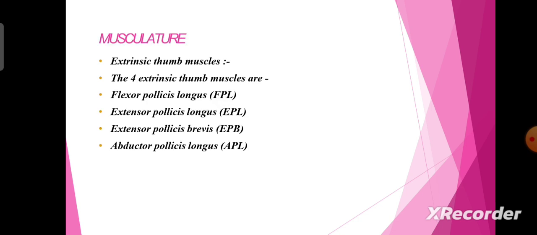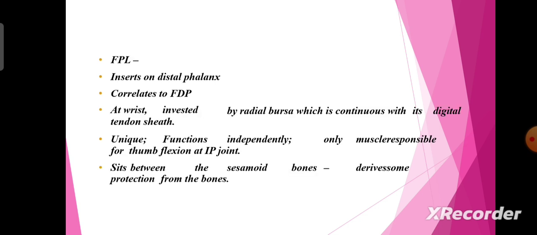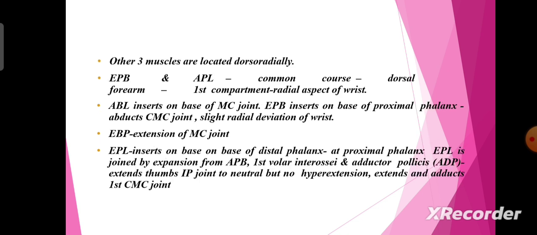Next is musculature. Extrinsic thumb muscles are 4, which include flexor pollicis longus, extensor pollicis longus, extensor pollicis brevis, and abductor pollicis longus. FPL inserts on the distal phalanx, correlates to FDP, and is invested by the radial bursa, which is continuous with its distal tendon sheath. Its function independently: it is the only muscle responsible for thumb flexion at the IP joint. It sits between the sesamoid bones and derives some protection from the bone.